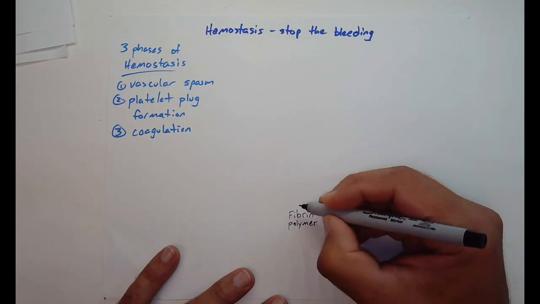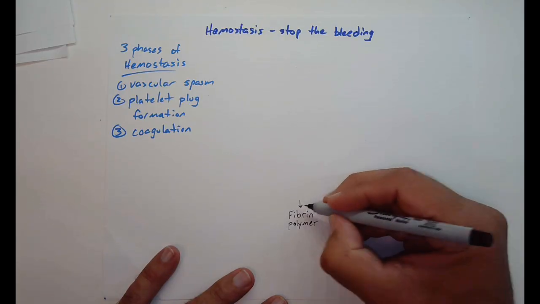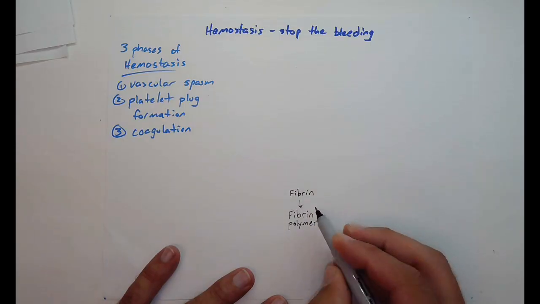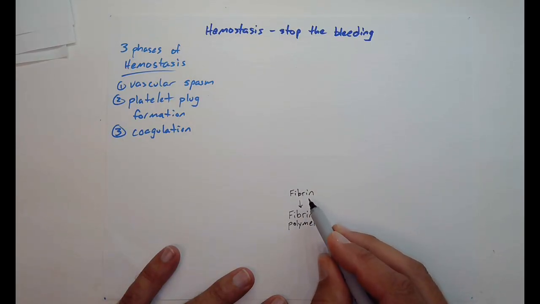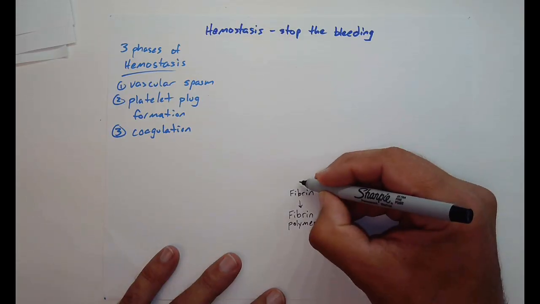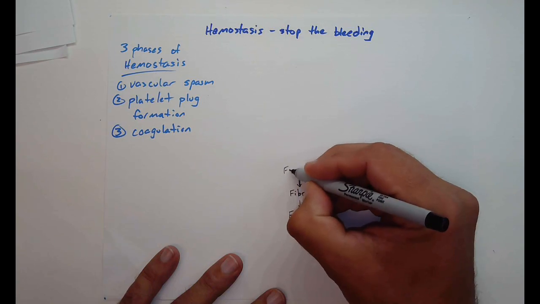And fibrin polymers are made out of the protein called fibrin. Fibrin is an active protein. It's a functional protein that is actually produced from another factor that's involved in coagulation. That's called fibrinogen.